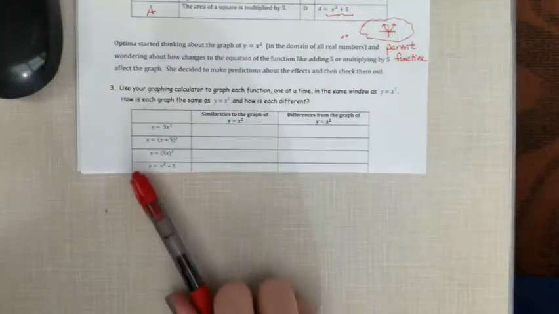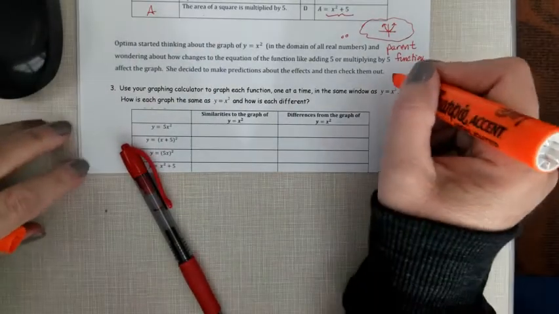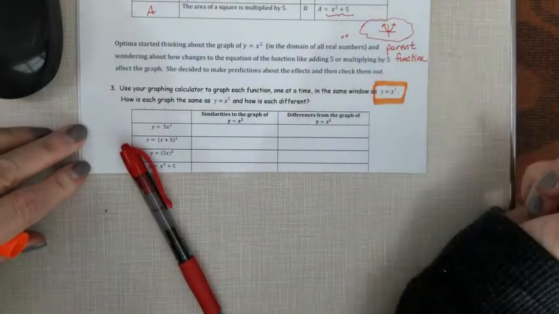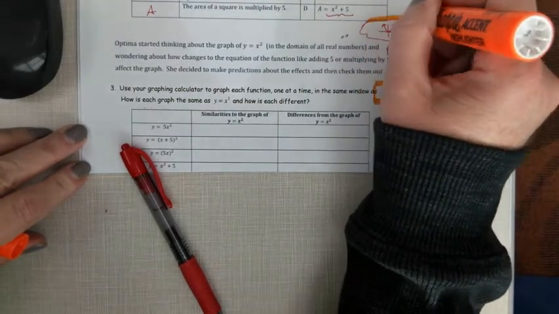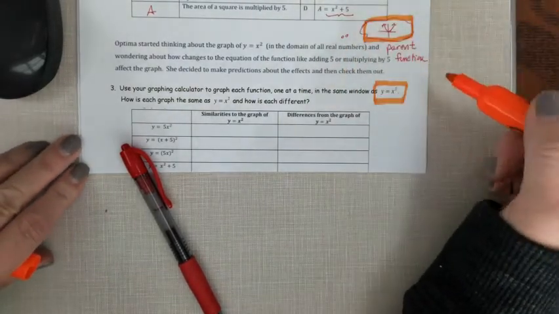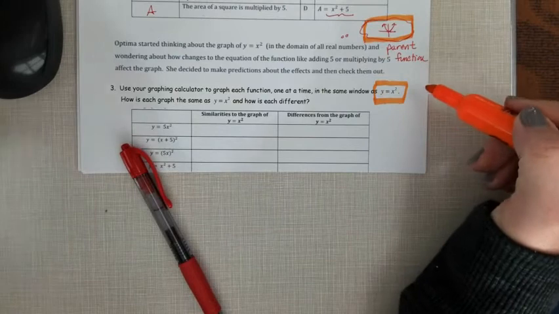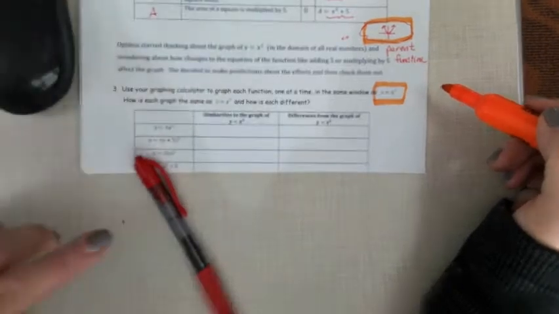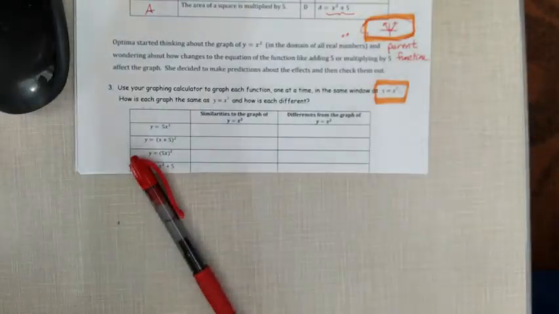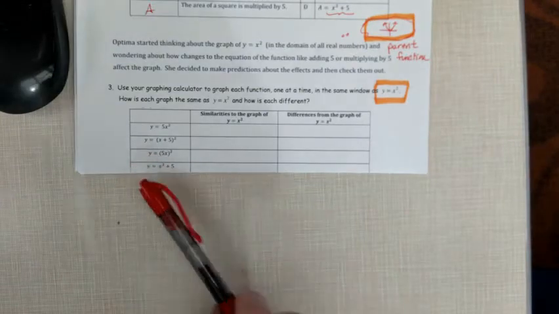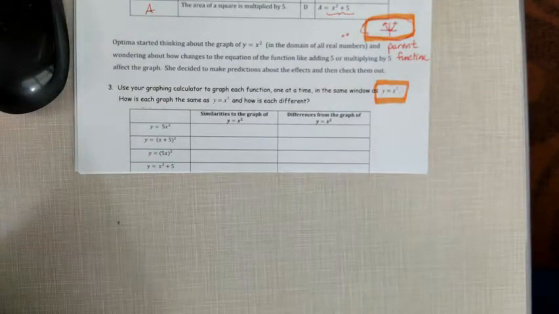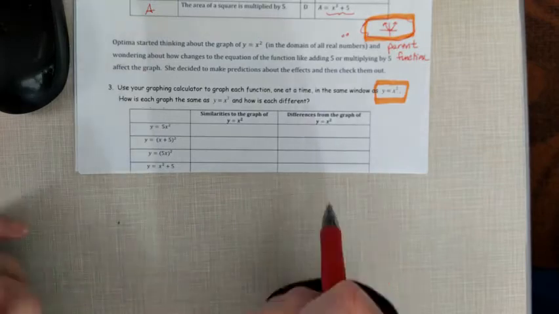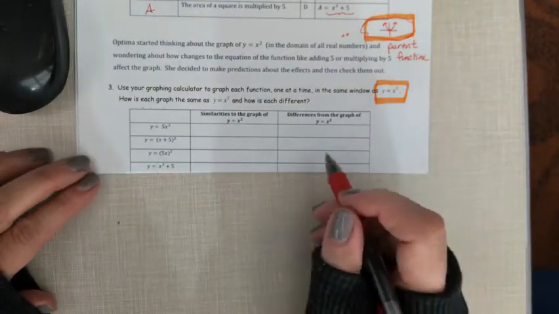The parent function is what happens to the function without any transformation on it. This is the graph of the parent function, and that is the function itself. So y equals x squared is the parent, it's the basic function without any transformations. Transformations are what we're doing here, adding, multiplying, etc.